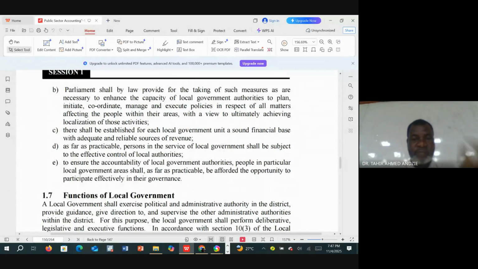So whatever activities the government are taking at the central government, the Parliament are given the power to make laws that will ensure that the local government will be empowered. The local government representatives will be empowered to be able to plan, make initiatives, manage, and execute these activities, all in the aim of achieving localization of those activities.